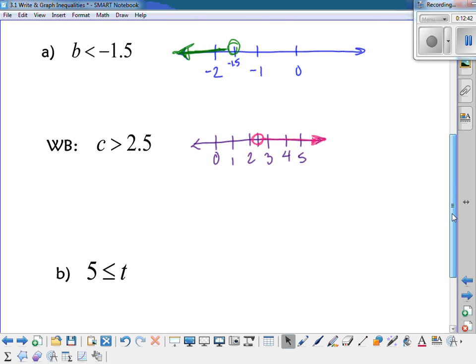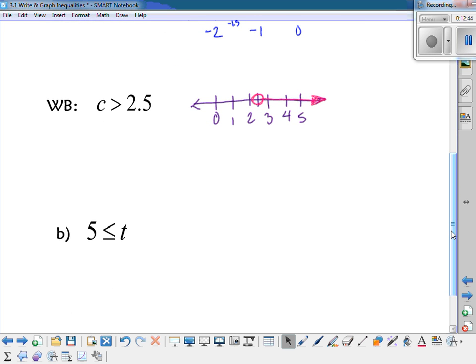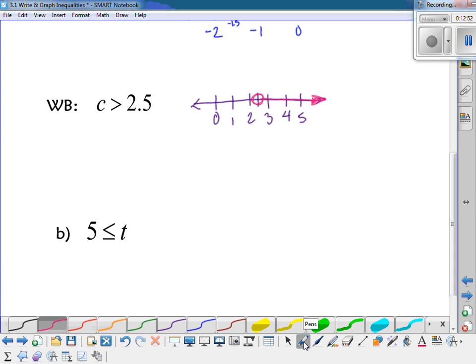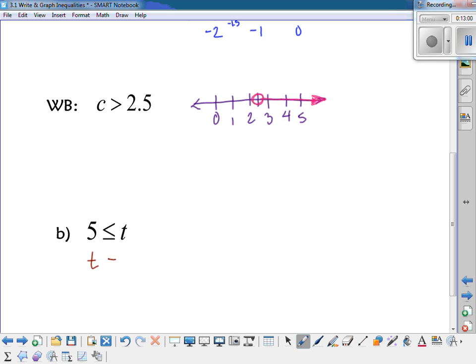Okay, another example here: we have 5 is less than or equal to t. Well, that means that t is actually greater than or equal to 5. And so you're going to run into fewer problems if you switch it around before you graph it. So I'm going to flip it over, and I'm going to say t is greater than or equal to 5. That way, I'm less likely to make an error when I'm graphing it.